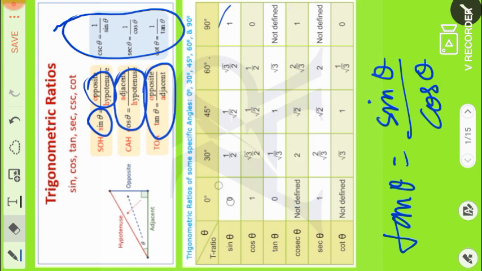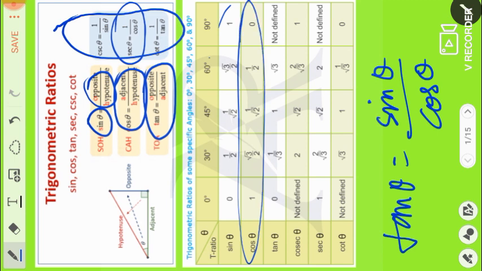Now let us see how to find the values of secant theta. Secant theta is reciprocal of cos theta. Therefore, take the cos theta row and do the reciprocal for this. 1 by 1 is 1. Root 3 by 2 reciprocal if you do, you will get 2 by root 3. 1 by root 2 if you do reciprocal, you will get root 2. 1 by 2 if you do reciprocal, you will get 2. 0 if you do reciprocal, that means 1 by 0.